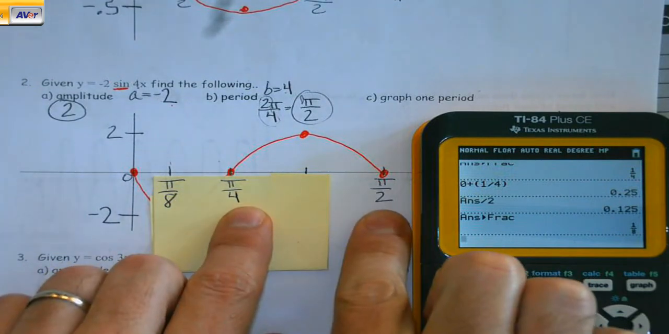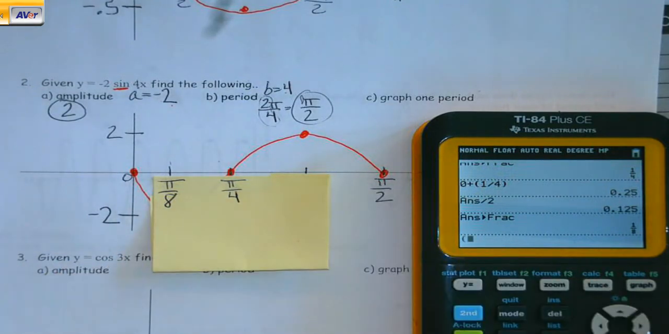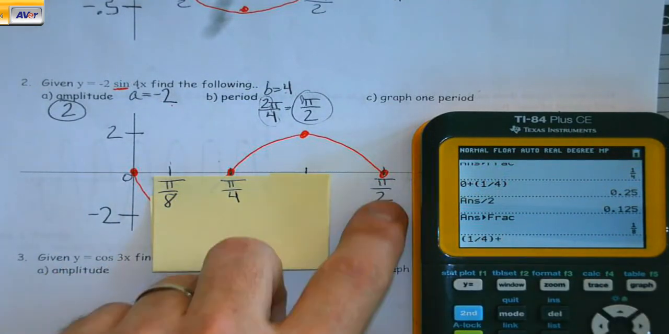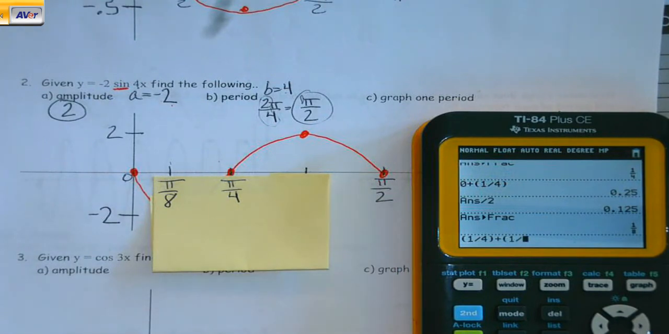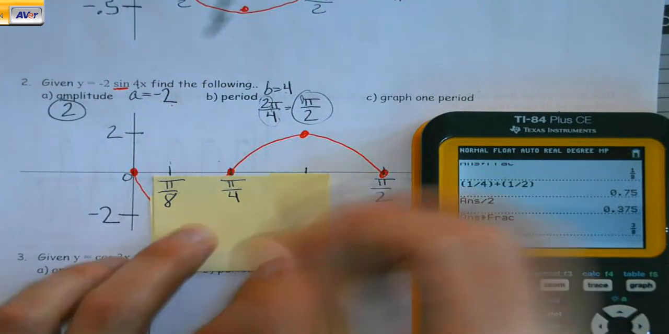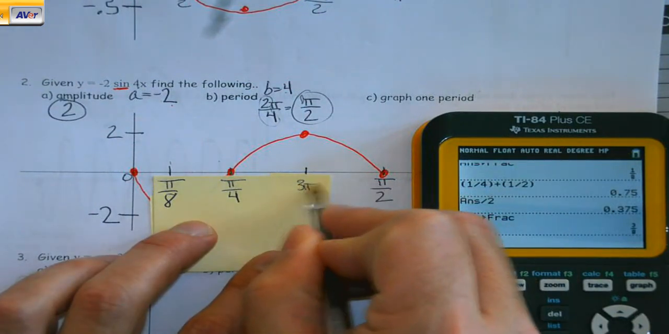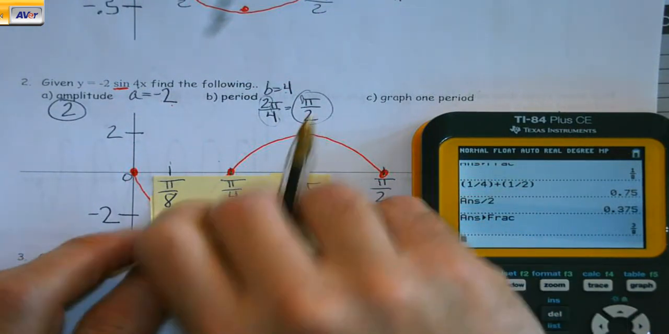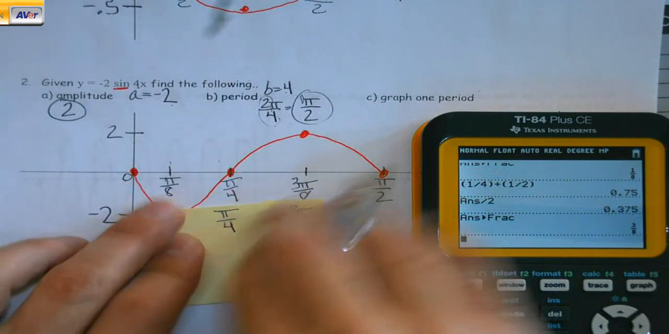And then I got to do it one more time here. So, I mean, it does take a little more time, but if it makes sense to you, I say it's worth it. Divide it by 2. Math, enter, enter. 3 over 8 would be 3 pi over 8. And I want you to notice something. Let me bring that down a little.